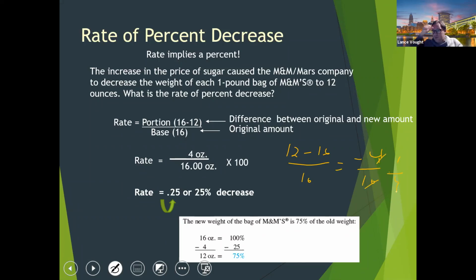Negative 1/4 converts to negative 0.25. Convert that to a percentage, it's negative 25%. So the negative sign implies the decrease. And then if you're comparing it to the original, when you do 1 minus 0.25, you get 0.75. So that means that the new bag is 75% of the old bag.